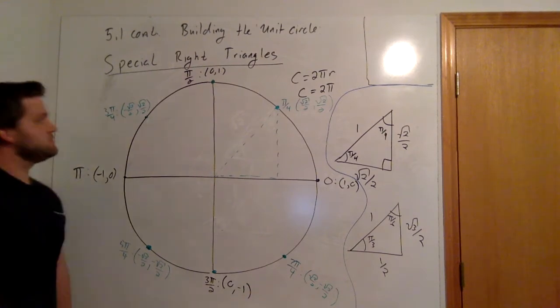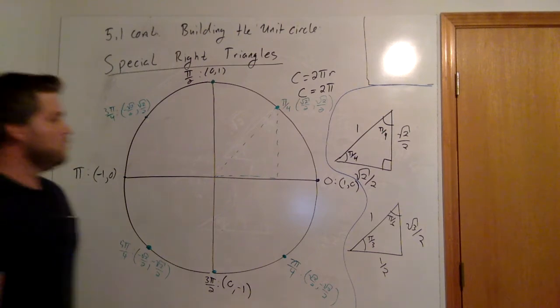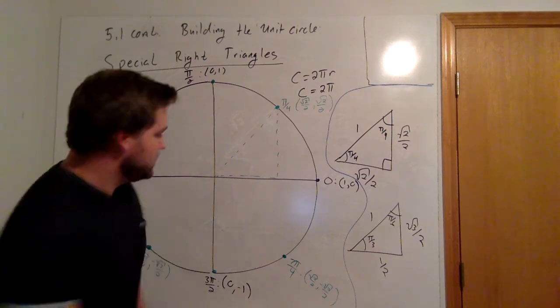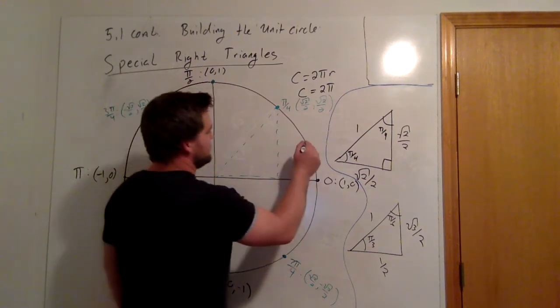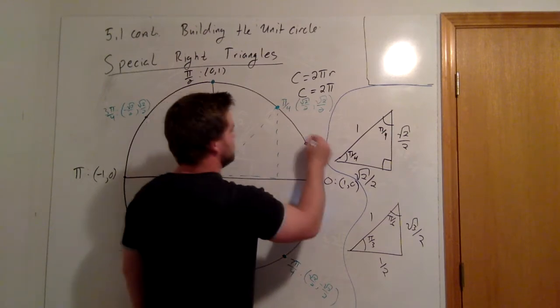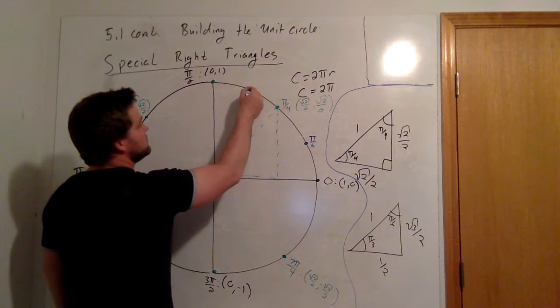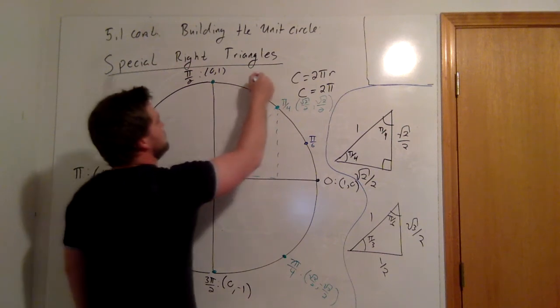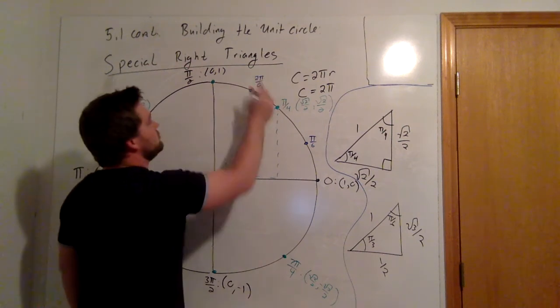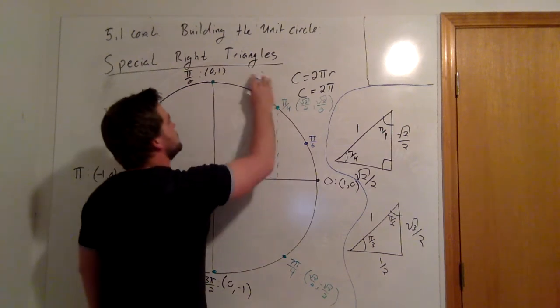Now the other way the unit circle is built is not moving in increments of pi over 4, but moving in increments of pi over 6. So 1 increment of pi over 6 would be right here. So this is 1 increment of pi over 6, and this would be 2 increments of pi over 6. So if we do 2 pi over 6, I'm moving 2 increments of pi over 6. This will reduce to pi over 3.